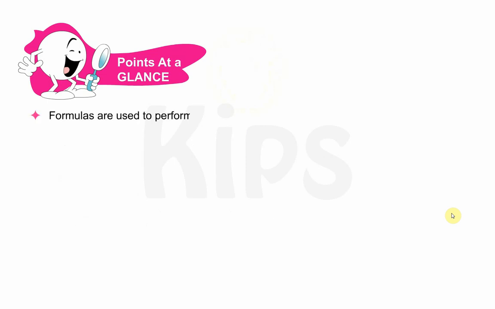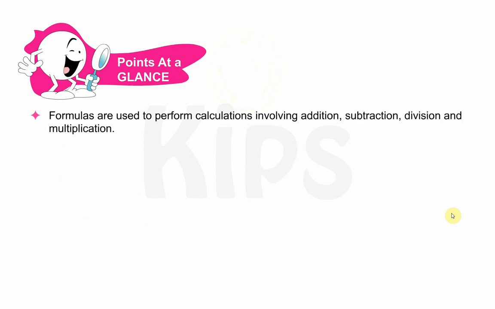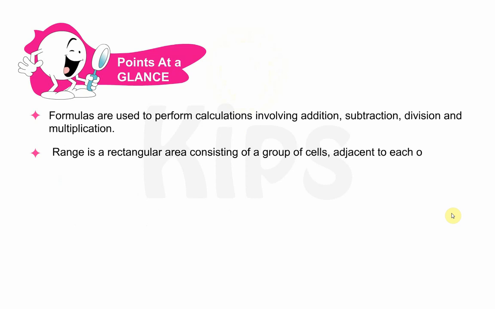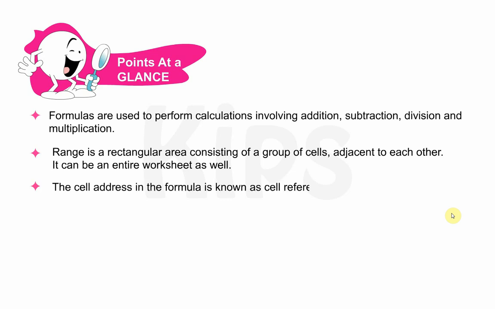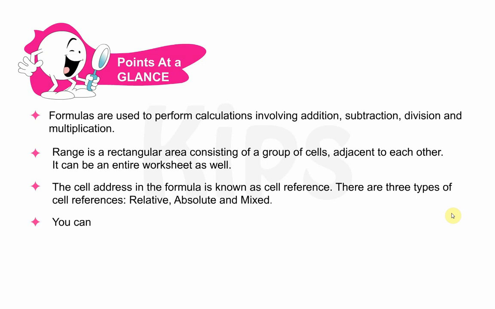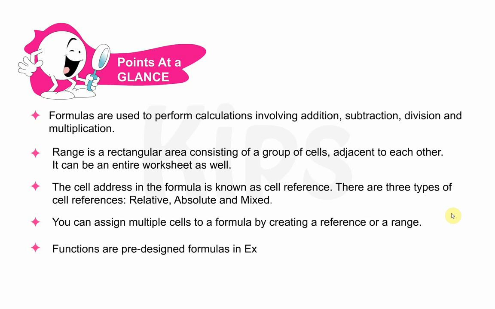Formulas are used to perform calculations involving addition, subtraction, division, and multiplication. A range is a rectangular area consisting of a group of cells adjacent to each other. It can be an entire worksheet as well. The cell address in the formula is known as a cell reference. There are three types of cell references: relative, absolute, and mixed. You can assign multiple cells to a formula by creating a reference or a range. Functions are pre-designed formulas in Excel to perform simple and complex calculations.